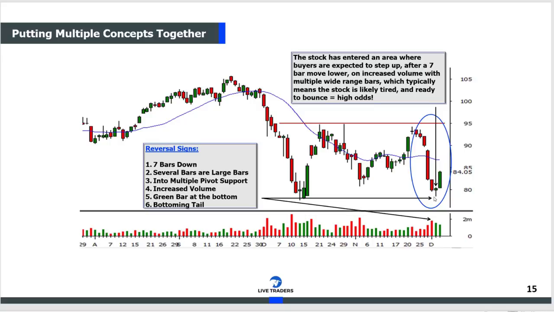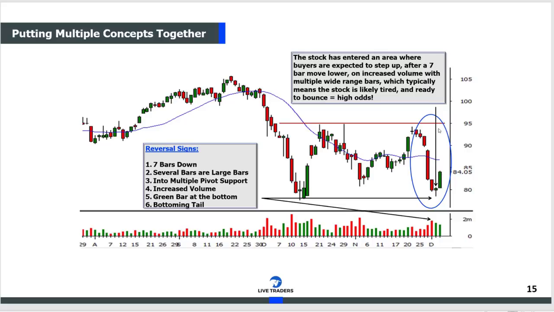Your stop is going to be like, I don't know, 2 bucks maybe. And your first target will be a 50% retracement, right around 87. So you're looking at like 3-1. And then your second target will be the high here, 94, 95 bucks.